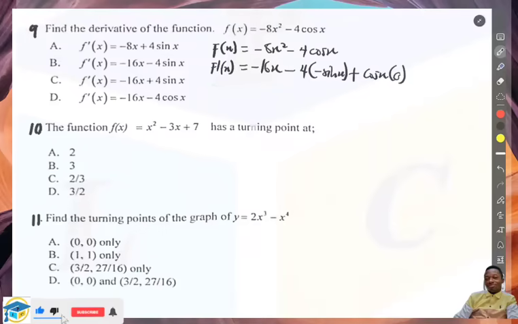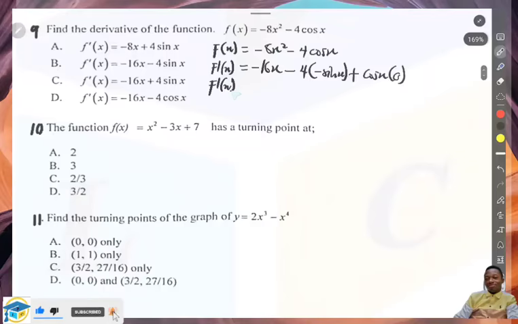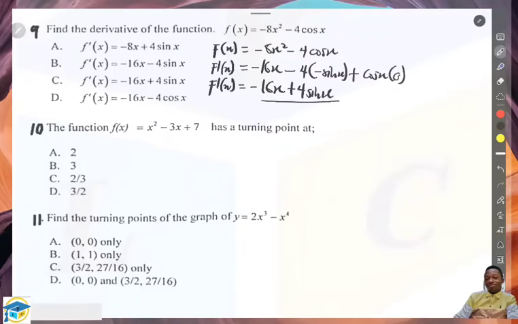0. So therefore, we'll say that f prime of x should be equal to negative 16x. Then here, negative 4 multiplying negative sin x should fetch us what? Positive what? 4 sin x. Here, cos x multiplying 0 should be 0. So therefore, we'll have this as our final answer. So that's going to be negative 16x plus 4 sin x. And that's going to give us option C. Negative 16x plus 4 sin x.